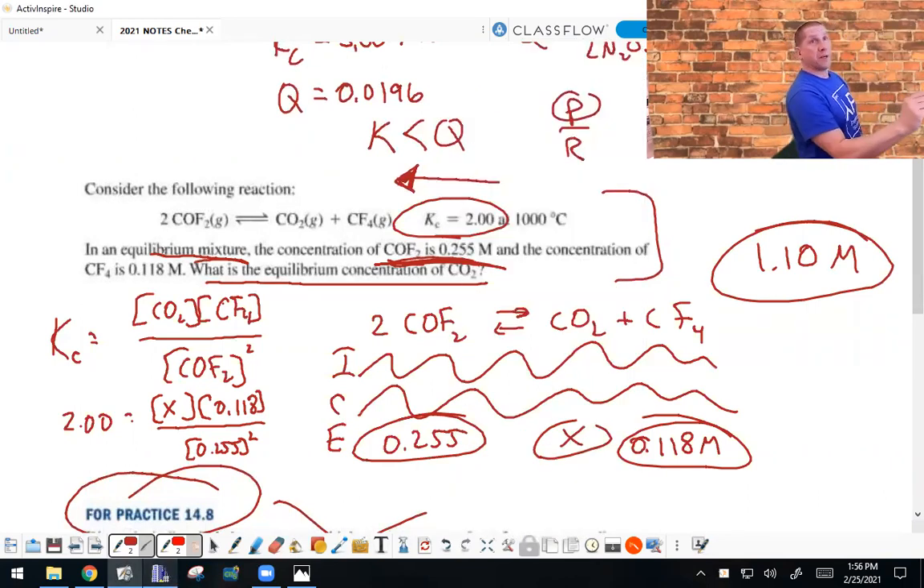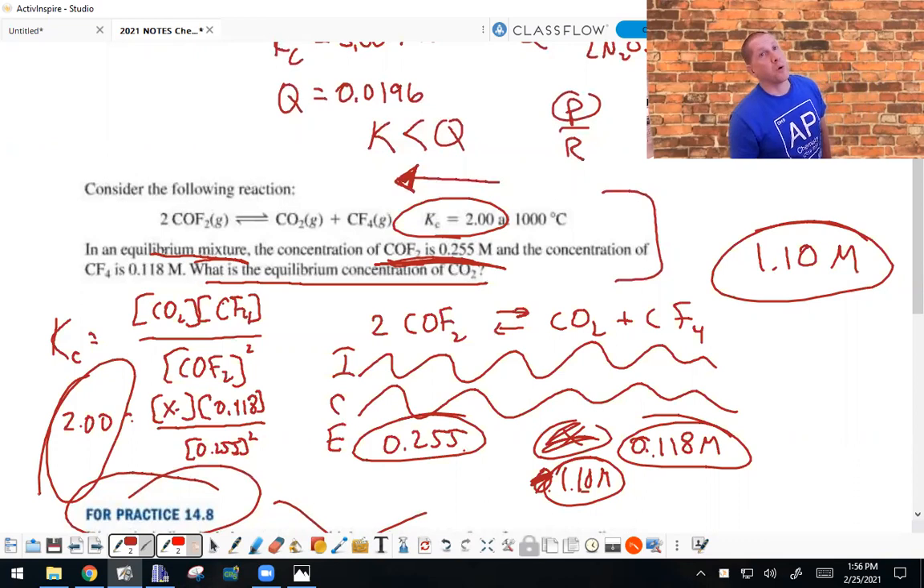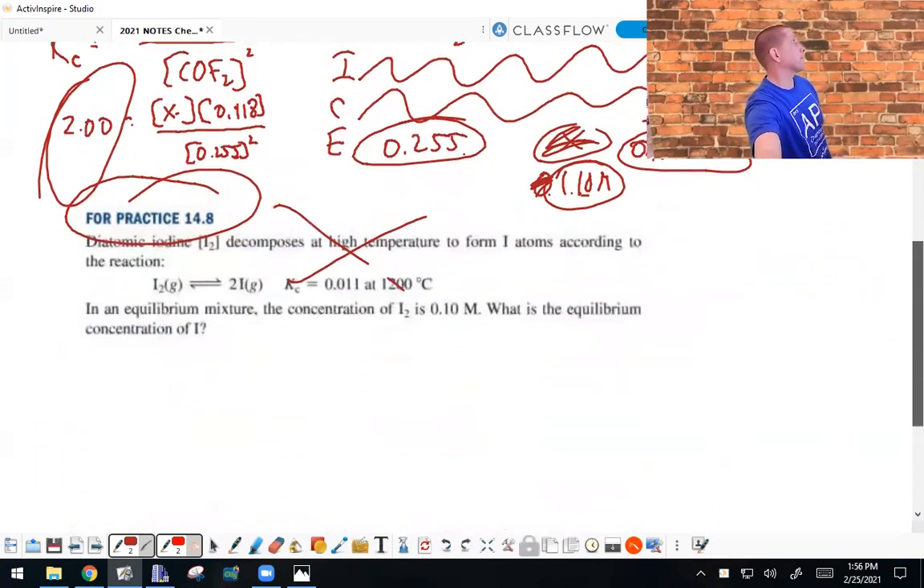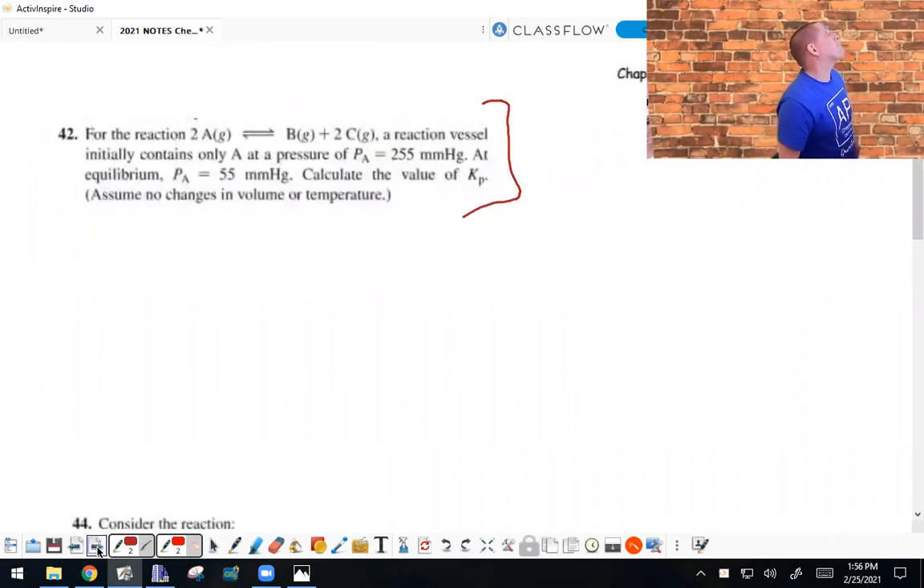Now we know this is 1.10 molar. We know the three equilibrium concentrations. We can plug them in and make sure it equals 2.0, but it will. As I said, skip that one. We're going to learn how to do that one tomorrow. And we can finish off with this one.